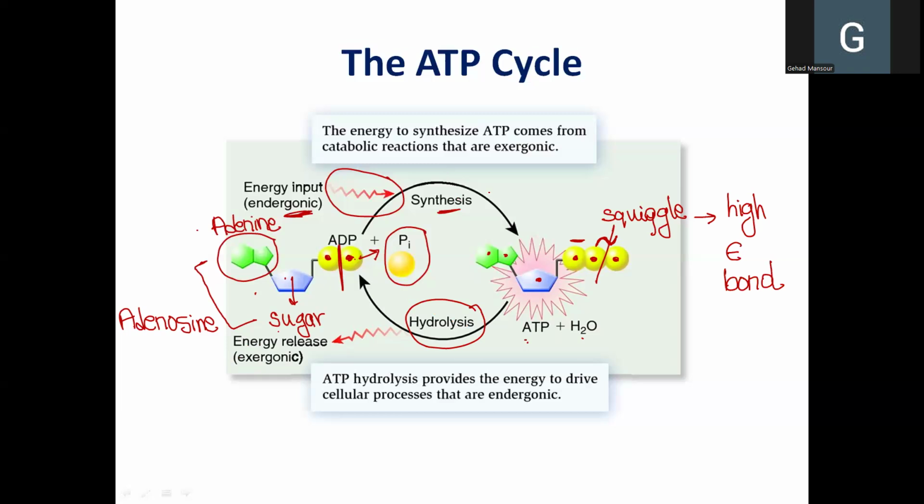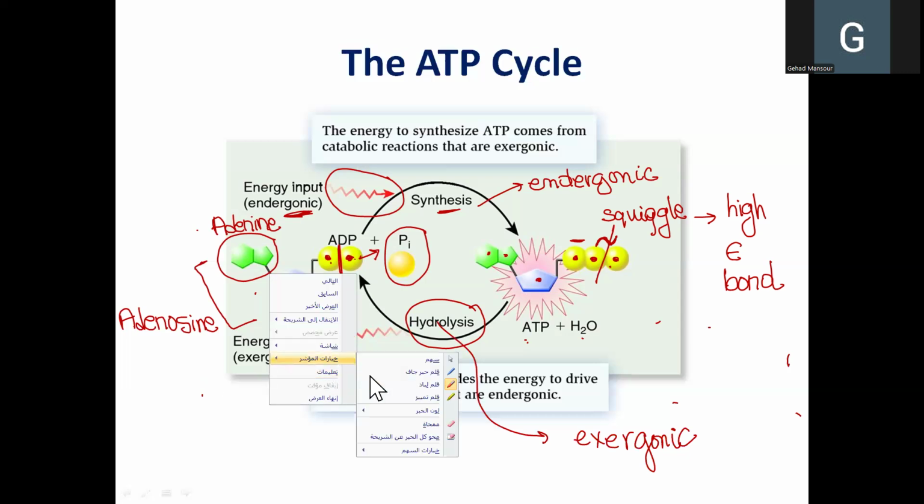So the process of synthesis is an endergonic reaction where the energy of the reactant is less than the energy of the product, whereas the process of hydrolysis is an exergonic process, because it releases energy, and here the energy of the reactant, which would be ATP in the case of hydrolysis, will be higher than the energy of the products, which are ADP and inorganic phosphate.